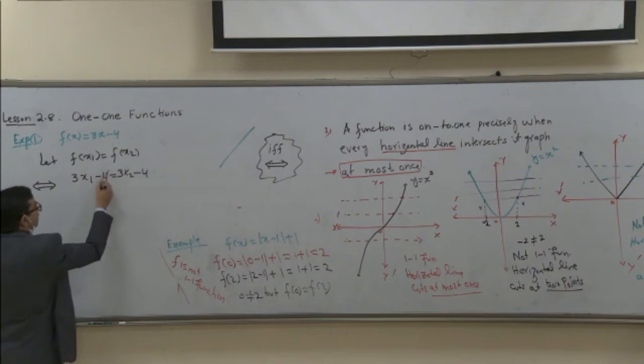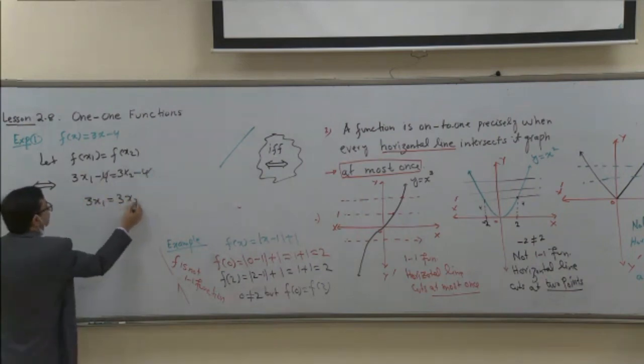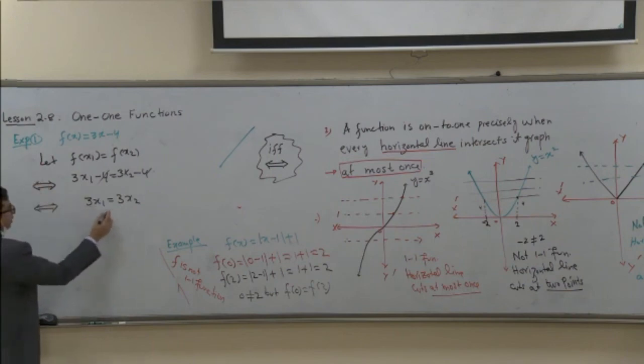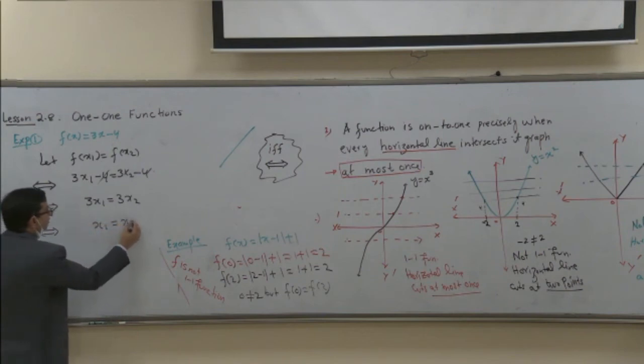Add 4 to both sides, you know this cancels. So 3x1 is equal to 3x2, if and only if. Put this sign over here. Very important, because if it is true this way, it is also true the other way. And divide both sides by what? 3. x1 is equal to x2.